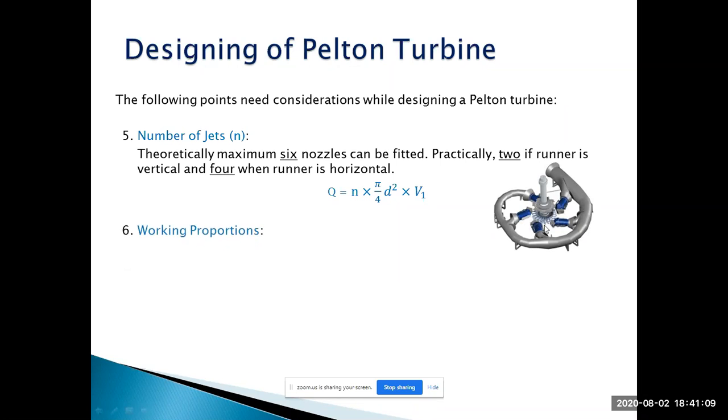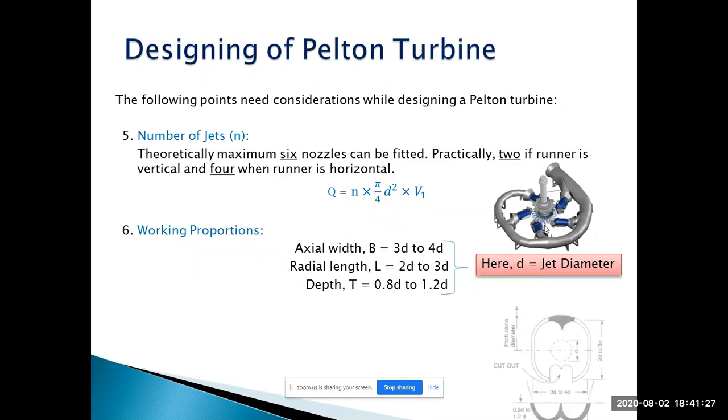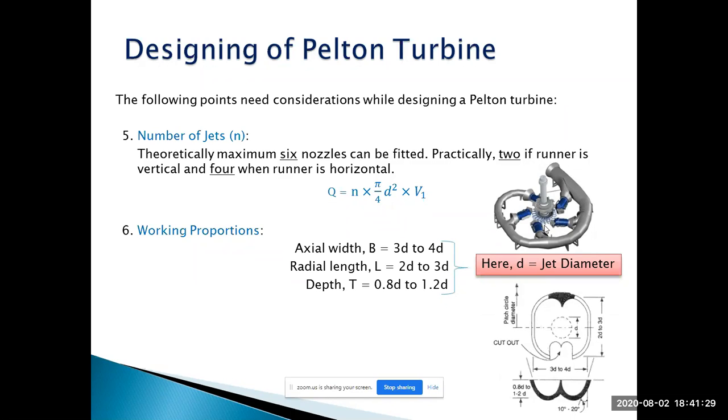Moving further, if you talk about the blade itself, working proportions, there will be an axial width B, a radial length L, and a depth T. These all are represented in terms of jet diameter, and there is a range prescribed for each of these proportions. This D is the diameter of the jet, and let's see the blade. This is how we can see the blade of a Pelton turbine, and all these proportions are there.